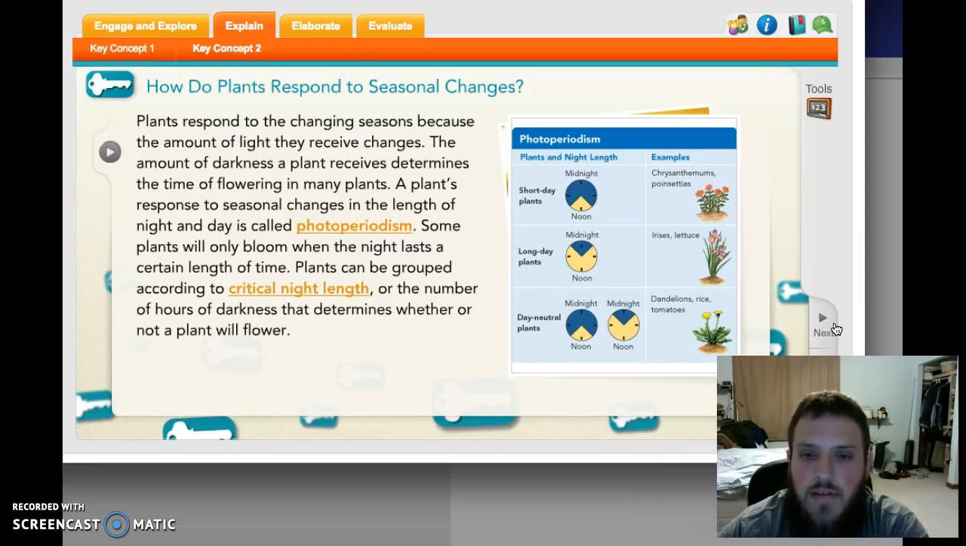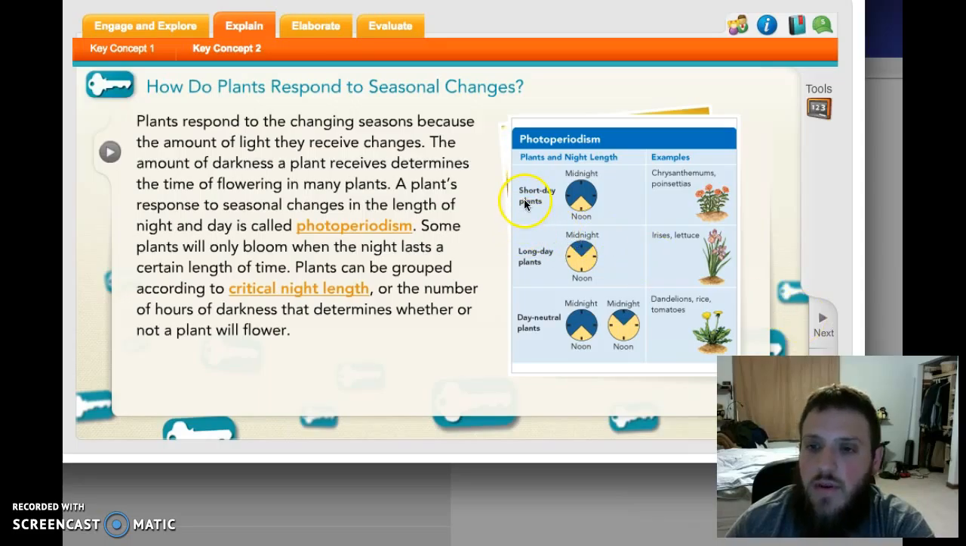A plant's response to seasonal change and the length of the day and night is called photoperiodism. A photoperiod is the amount of light they get during the day. Photoperiodism is how they respond to it. Some plants will only bloom when the night lasts a certain length of time. Plants can be grouped according to their critical night length, or the number of hours that decides if the plant has flowers or not.